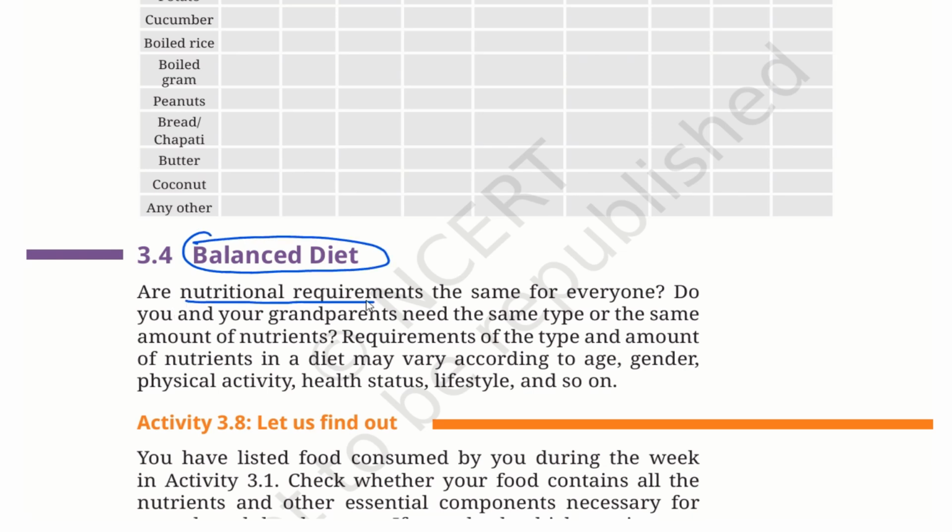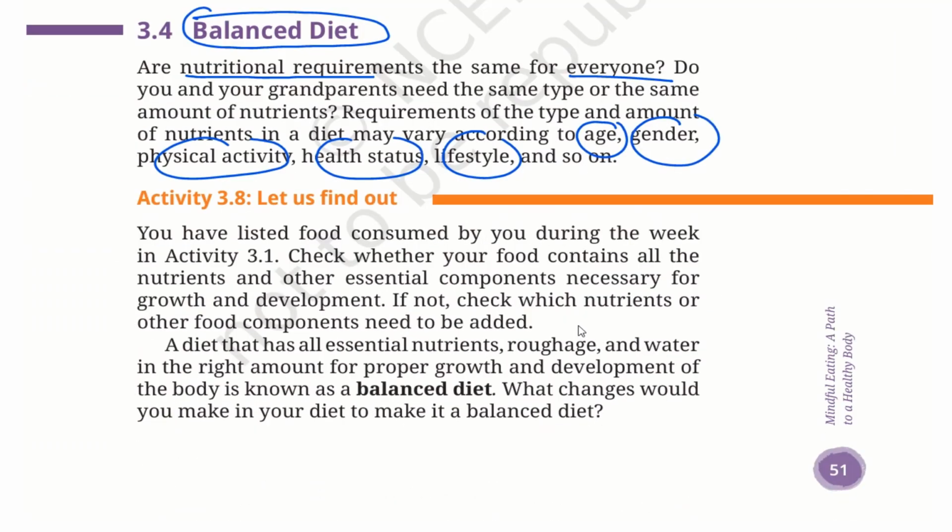How? So is our nutritional requirement the same for everyone? No. Okay, one can eat only one chapati or two chapatis, so it is not the same for everyone. So do you and your grandmother need the same type or the same amount of nutrients? No. Requirements of the type and amount of nutrients in a diet may vary according to age, gender, physical activity, health status, and lifestyle. And there are so many other things. Some people are diabetic, so their diet should be different, right? So let us find out why it is.